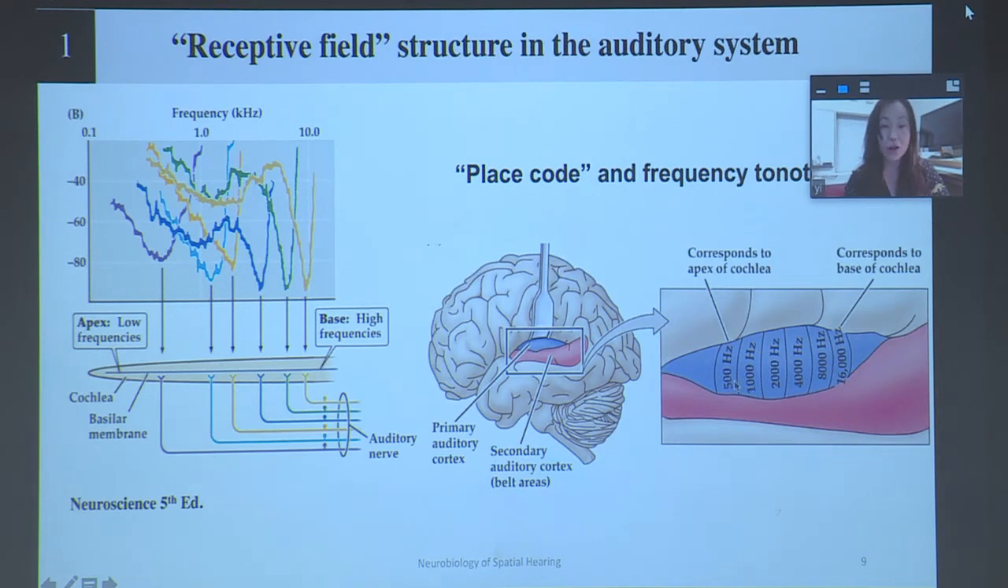This structure is called tonotopy, meaning that the frequency selective neurons are spatially arranged, so that by looking at different regions of the brain or different regions inside the nucleus, we know which part of the sound is encoded.